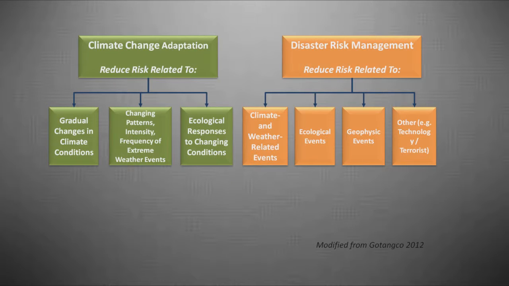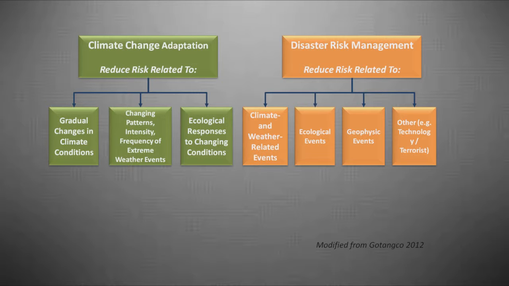Today, we're going to be talking about the adaptation and risk mitigation, and not about the greenhouse gas reductions. Disaster risk reduction and climate change adaptation are very related concepts, but they do have some differences. Climate change adaptation is designed to respond to gradual changes in climate conditions, but also to changing patterns, intensity, and frequency of extreme events, and to the ecological responses that occur to these changing conditions. Disaster risk management, on the other hand, has a broader mandate, and it responds not only to the climate and weather-related events and their ecological responses, but also to geophysical events, such as earthquakes, volcanoes, landslides, and even other, what we have formerly called man-made disasters, such as technology and terrorist activities.